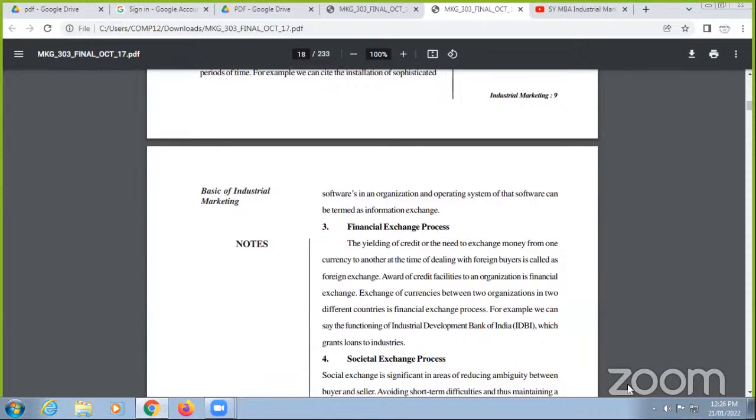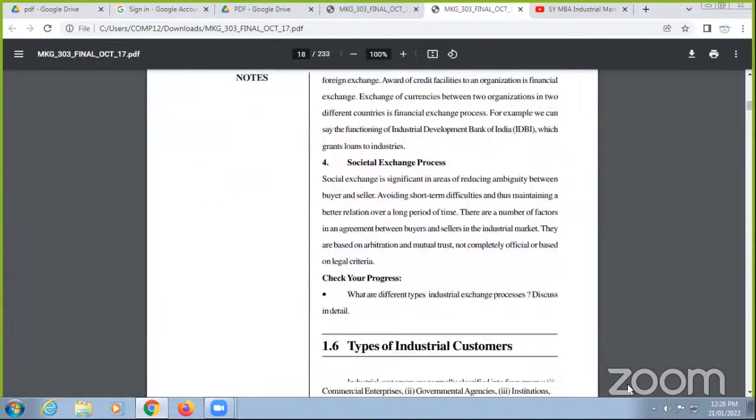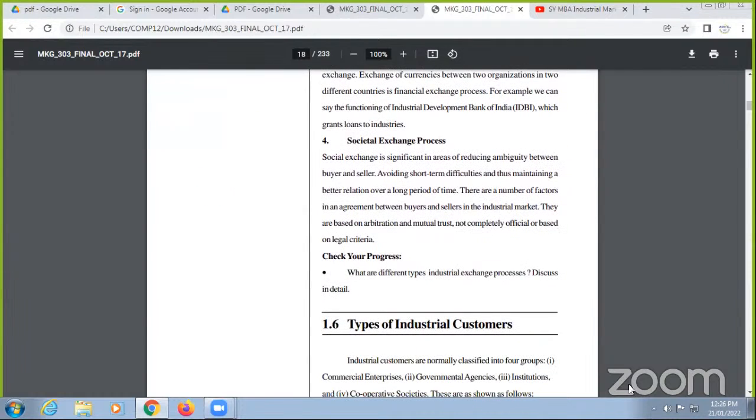Second is the financial exchange process. The extending of a credit or the need to exchange money from one currency to another at the time of dealing with foreign buyers is called foreign exchange. Next is the societal exchange process. Societal exchange process is significant in the area of reducing ambiguity between buyers and sellers, avoiding short-term difficulties and thus maintaining better relations over a long period of time.